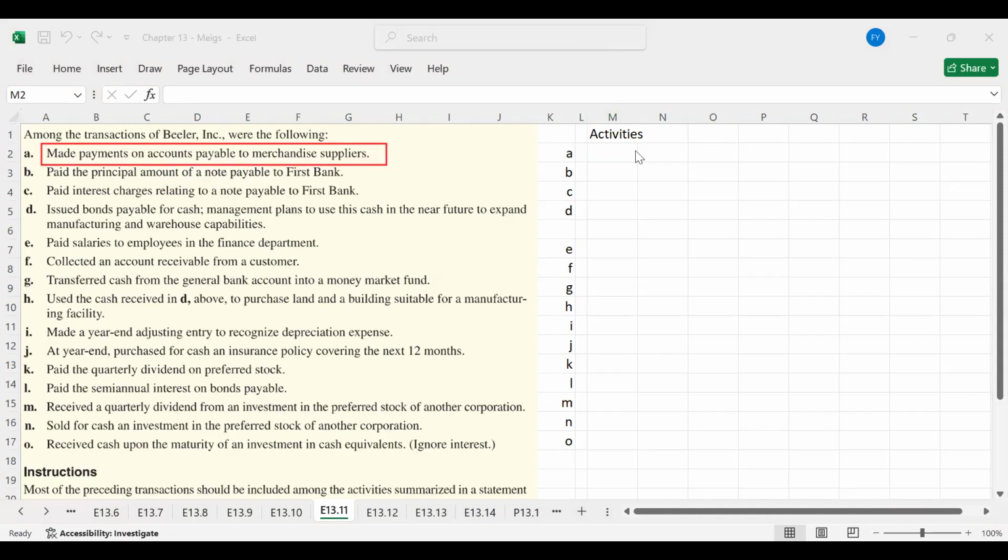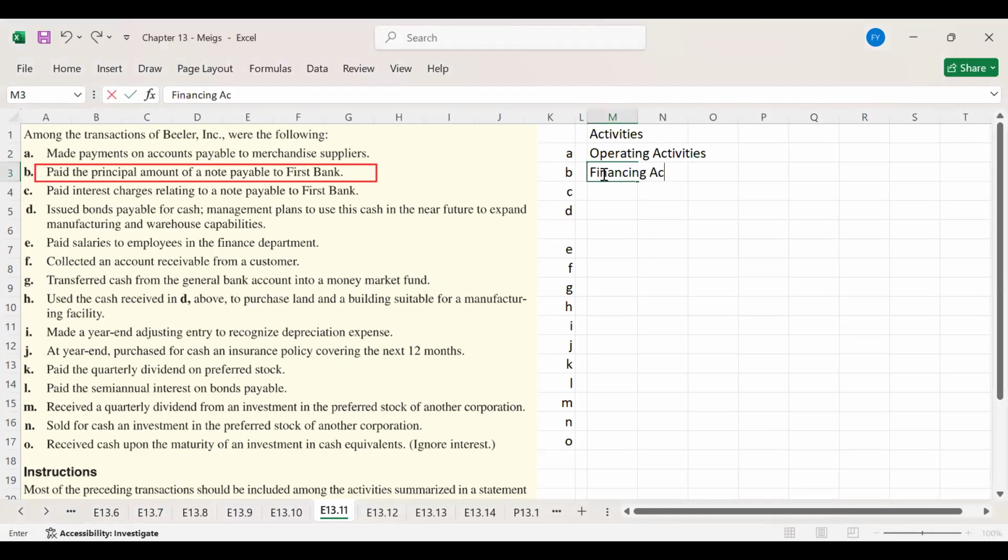So accounts payable to merchandise, so these are core operating activities because these are related to core business transaction activities. Then the next one is paid the principal amount to a notes payable. So notes payable is your long term liability. So the payment of liabilities or debt belongs to your financing activities. So this is your financing activities.